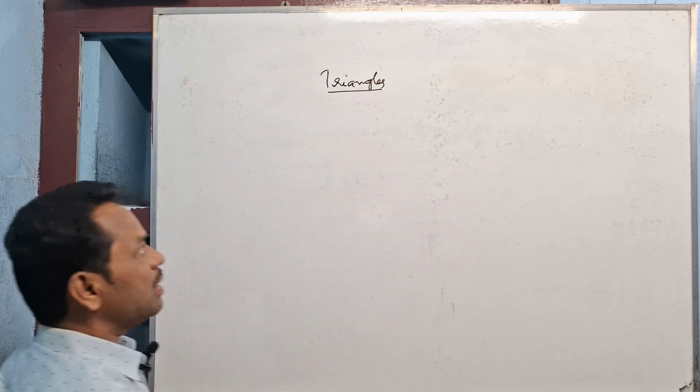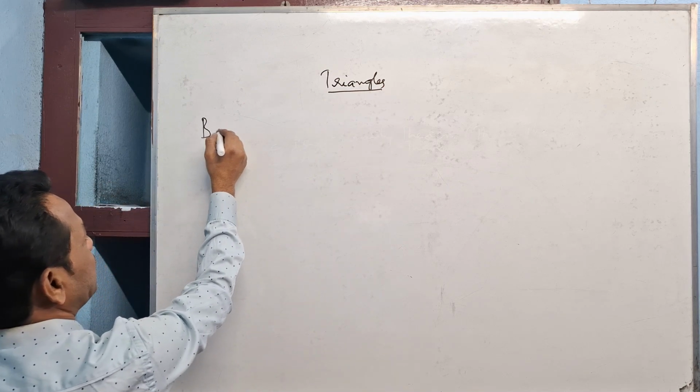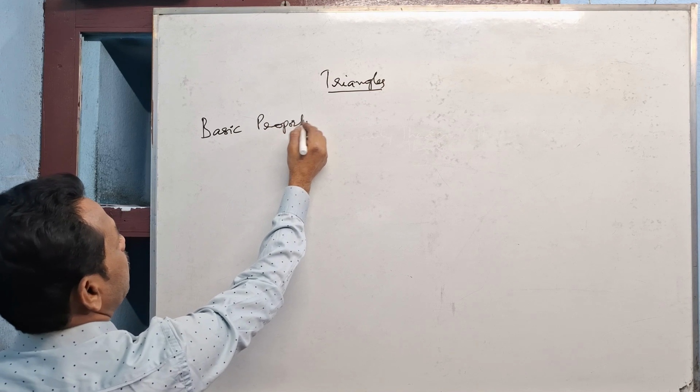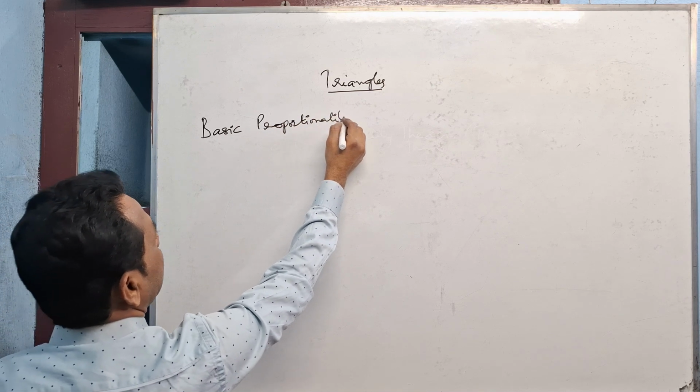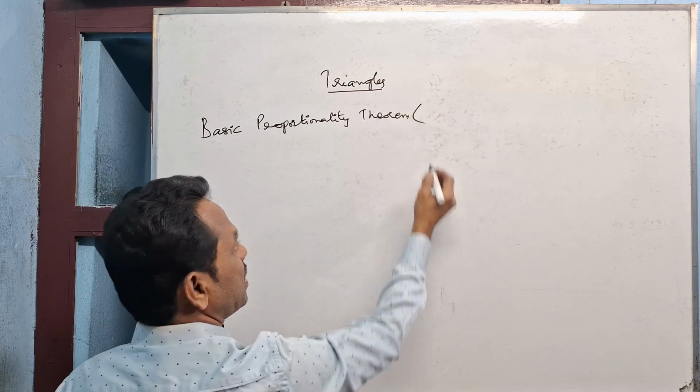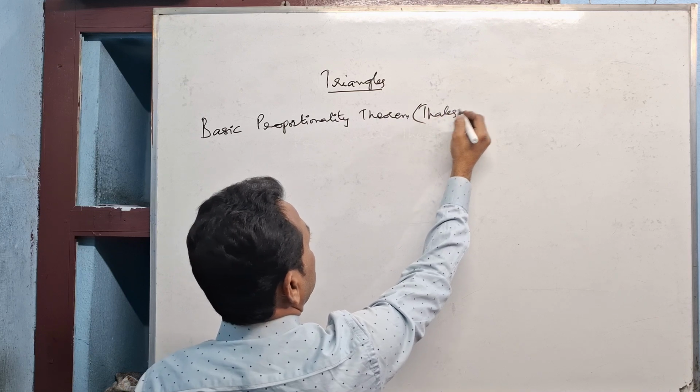So in the triangle, let me start with basic proportionality theorem. Now this theorem is also called as Thales theorem.